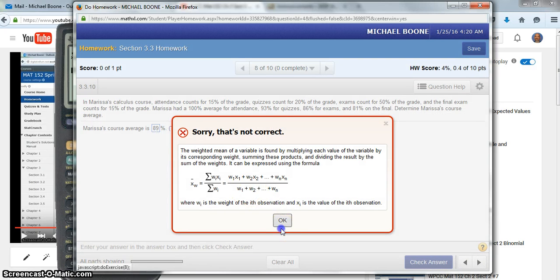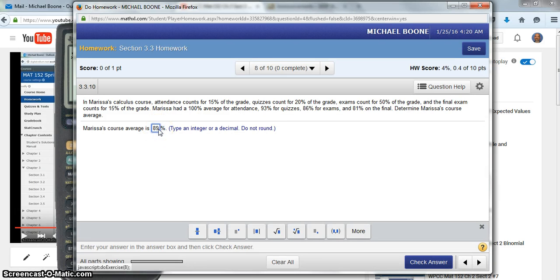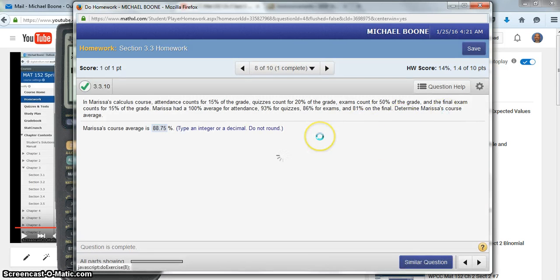Oh. Maybe they wanted the decimal place. Let's check. And do not round. Got to follow directions. So again, that's how you could find a course average.